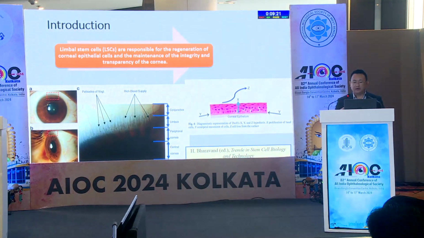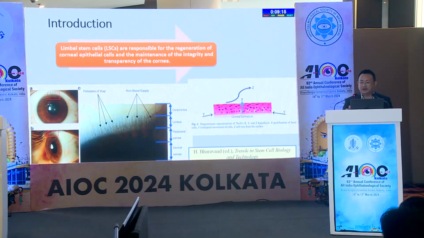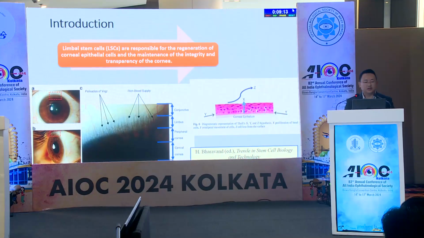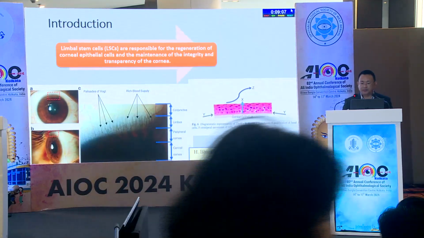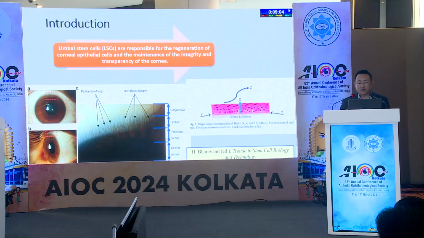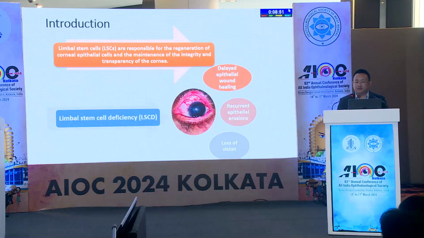So we all understand the famous Thoft and Friend XYZ hypothesis, where there is a vertical proliferation of basal cells, and subsequently a circumferential and then centripetal movement of the cells, and also the loss of cells from the surface. That's how the limbal stem cell maintains the transparency and integrity. So when there is limbal stem cell deficiency, we can see delayed epithelial wound healing, and recurrent epithelial loss and erosion, which ultimately leads to loss of vision.